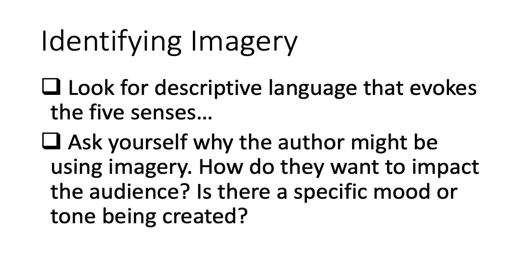Now, when it comes down to it, you have to be able to identify these in The Box Man. And so when you're identifying imagery, you want to look for descriptive language that evokes those five senses. And then once you find that descriptive language evoking one of those five senses, ask yourself how and why the author is using imagery. Is there a specific impact on the audience? Is there a mood or a tone being created? Am I to understand that this is a really nostalgic memory because the author is bringing up all of these childhood sights and sounds, and they want me to also go into that nostalgia with them and remember the past fondly?